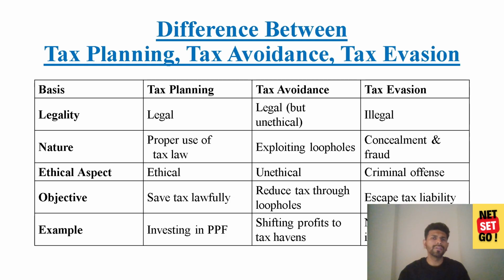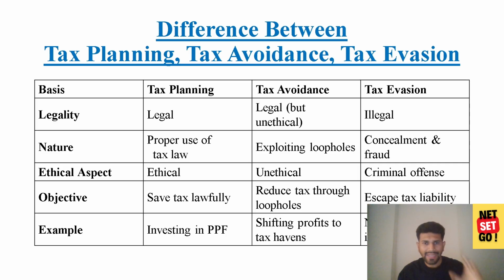So, what is the difference between tax planning, tax avoidance, and tax evasion? Tax planning is legal and ethical. Tax avoidance is legal but unethical. And tax evasion is illegal. Nature: tax planning is done with proper use of tax law. Tax avoidance is done through exploiting loopholes, and tax evasion is done through concealment of information and fraudulent information.